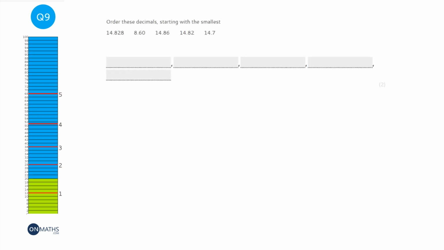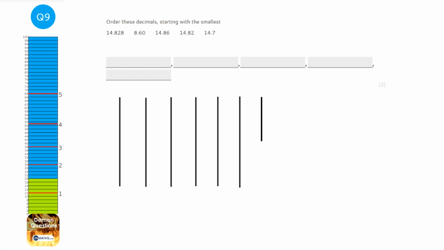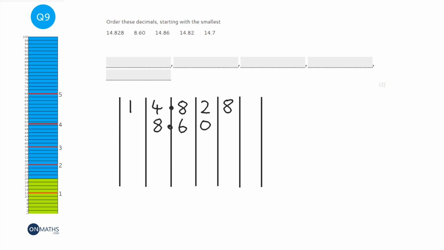The easiest way to order decimals is just to put yourself a few columns down the page, and hopefully I'm going to try and get enough columns. I always end up with not enough, so if I put some extra ones in, that should suffice. And just literally put the numbers in, so 14.828, and make sure the decimal points are lined up. So 8.60 is going to be like this, and I'm going to put an extra 0 in to make them all the same length.